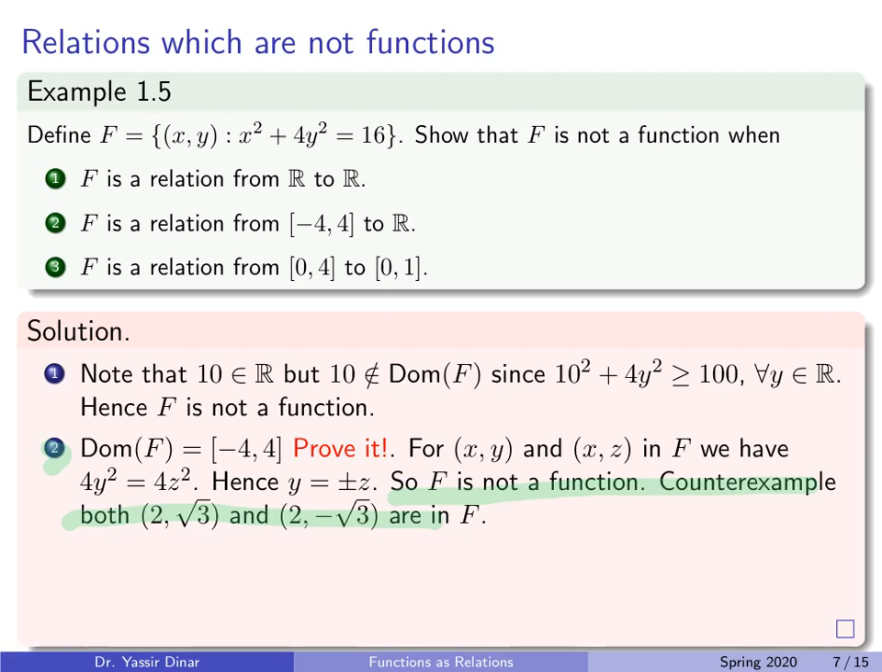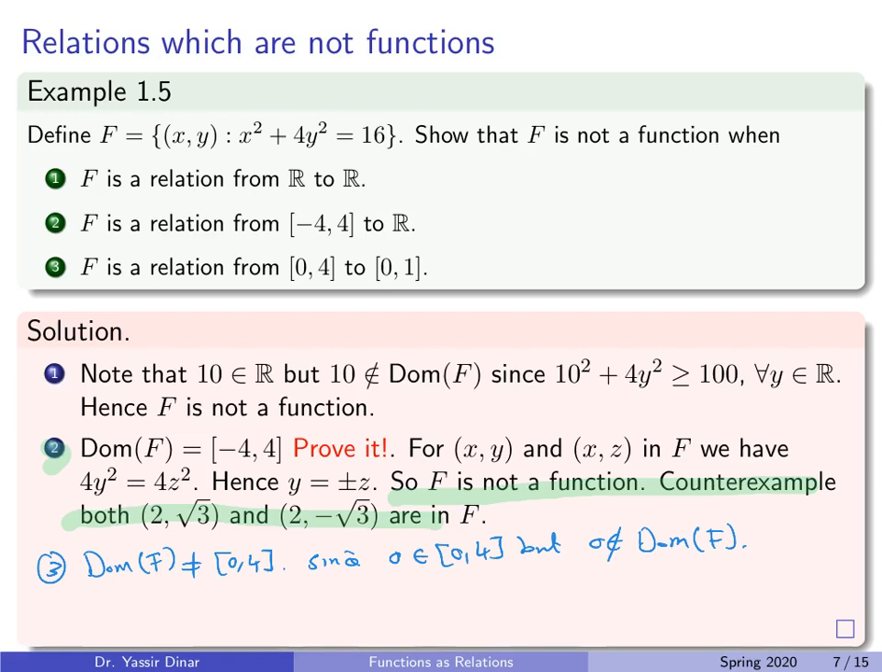For the last one, when f is a relation from the interval [0,4] to [0,1], we need to show that the domain of f is not equal to the interval from 0 to 4. And for this, I will choose 0. So we say that 0 belongs to the interval [0,4], but 0 is not in the domain of f.